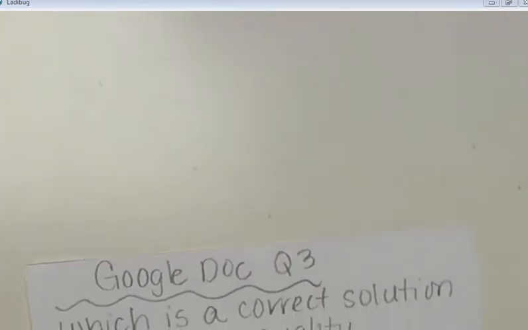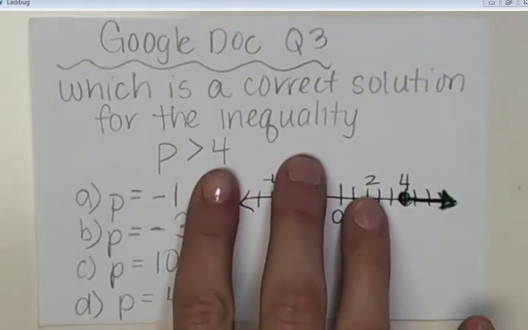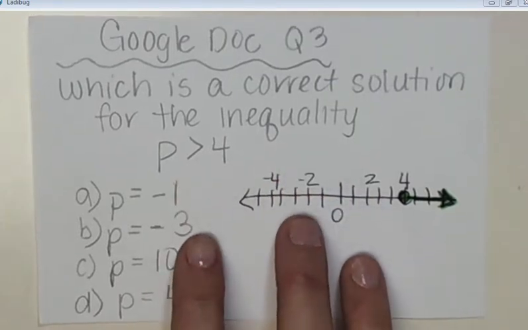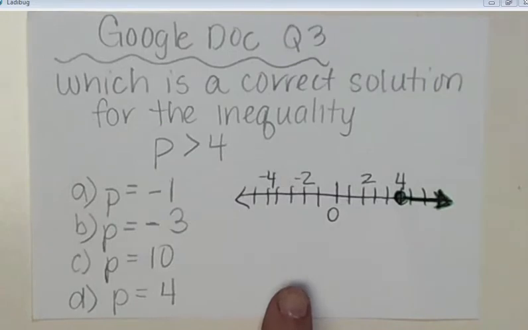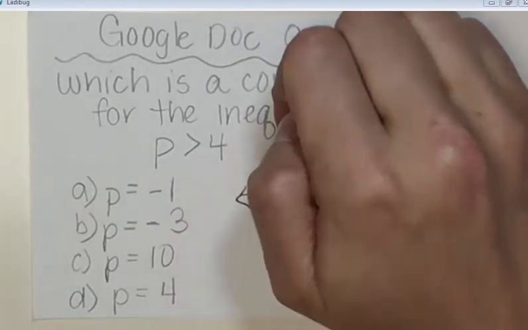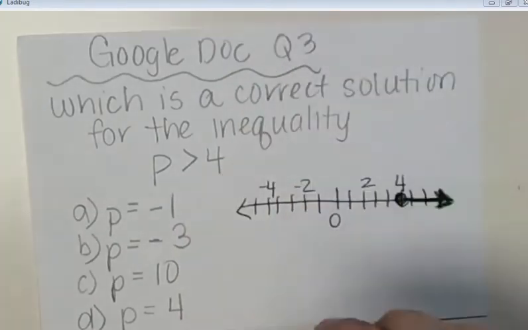Alright. Who do I sound like? Google Doc question 3. I should try the hand. Come on, children. Miss Sorrells can't do it.